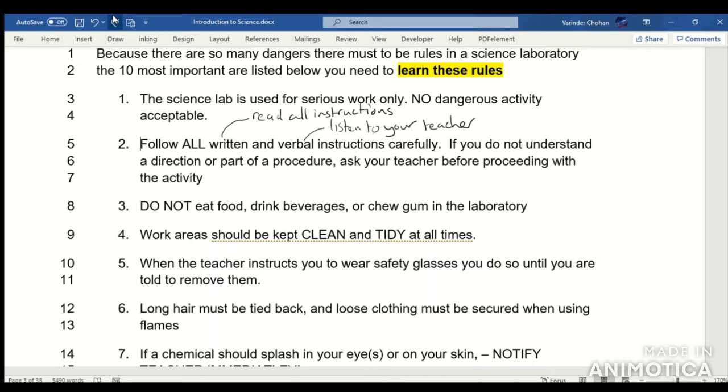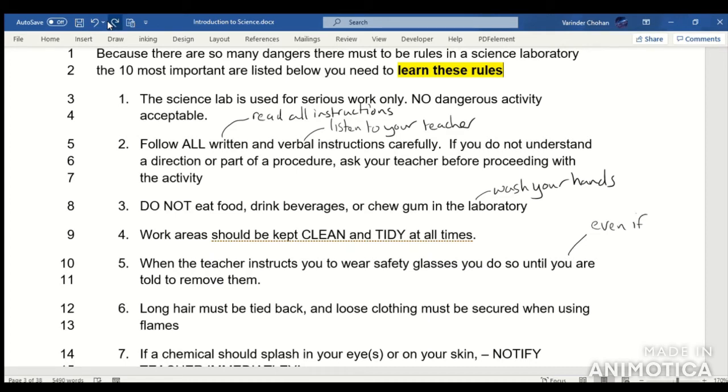Number 3, do not eat food, drink beverages or chew gum in the laboratory. And it's a good idea that after you've left the laboratory you wash your hands. Number 4, work areas should be kept clean and tidy at all times. Number 5, when the teacher instructs you to wear glasses, you do so until you are told to remove them.